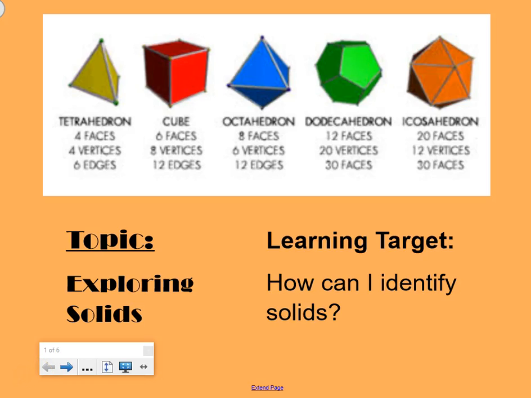Today our topic is exploring solids. Our learning target: how can I identify solids?